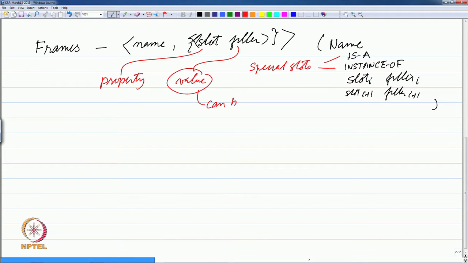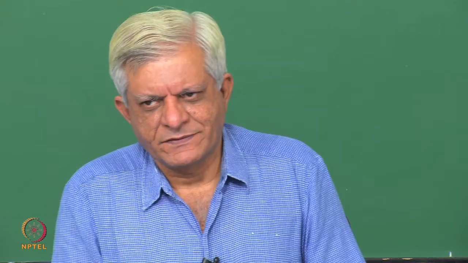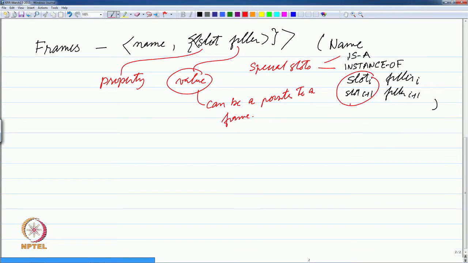Now, this value can be another frame. So, then you can see that this whole idea which we talked about in the semantic network or semantic net is also being incorporated here, because you essentially have these nodes which are frames and they are linked to other nodes through all kinds of relations essentially. So, these slots capture the relations or the edges in the semantic net, in case you put in a pointer there.